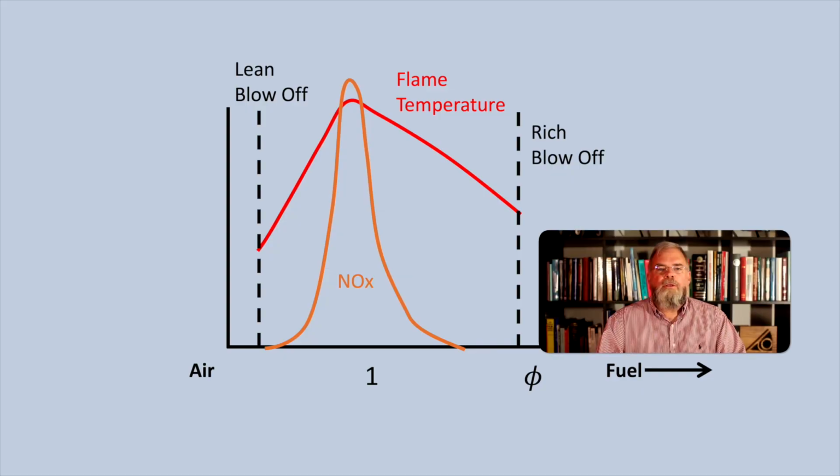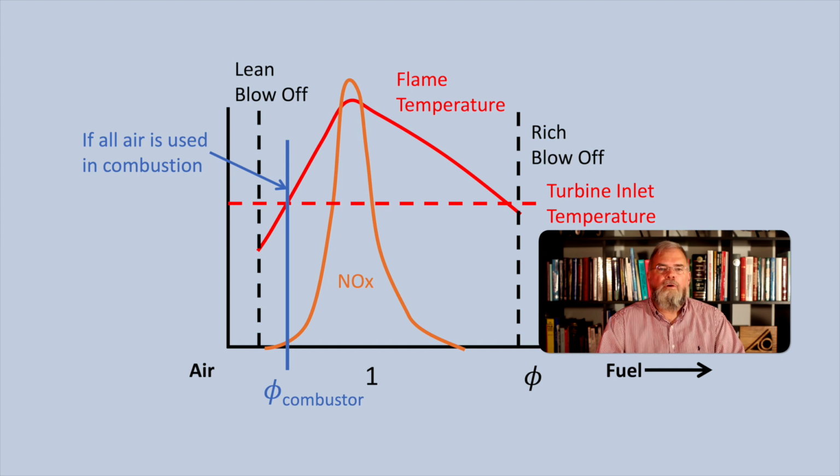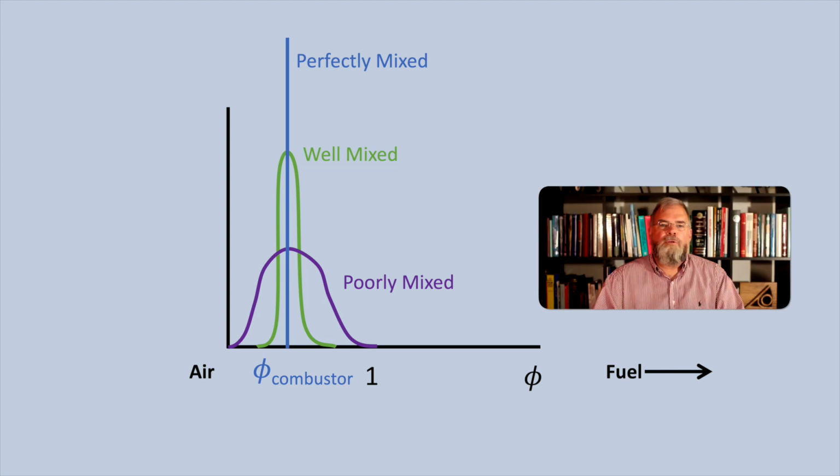The theoretical minimum NOx emissions can only be achieved if the temperature in the combustor never rises above the turbine inlet temperature, and the only way to achieve this is if all of the air is involved in the combustion process and the fuel and air are perfectly premixed prior to combustion. Now, of course, perfect premixing is impractical, and no gas turbine combustor on the market achieves this. So there is a distribution of local equivalence ratio at the flame front.